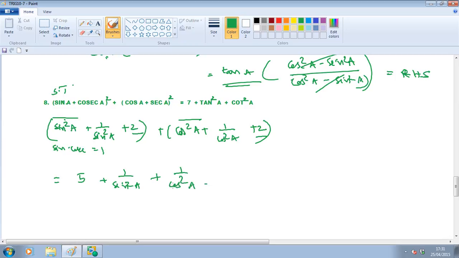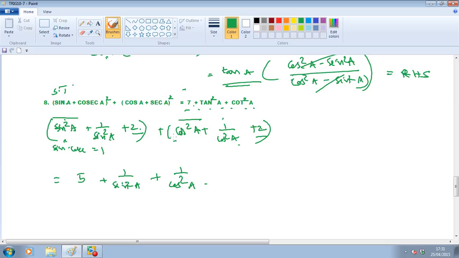Correct? Sin square A plus cos square A is equal to 1, plus 2 is 3, plus 2 is 5. So plus the other remaining two terms. So what is this problem? Out of 5 we got 7 already. Now we try to make out the other one. What is 1 plus tan square theta? So that we can tell.